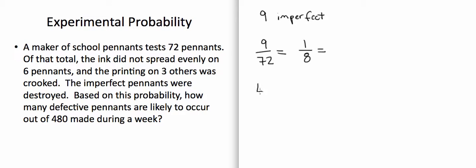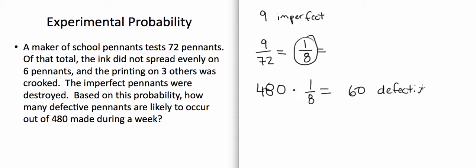Okay, so now they made 480. How many of them are going to be defective? Well, based off of this probability that we've got here, we've got 480. We're going to multiply that by 1/8, and that's going to give us an answer of 60. So there's going to be 60 that are defective in our batch. Okay, so that's using experimental probability in business.